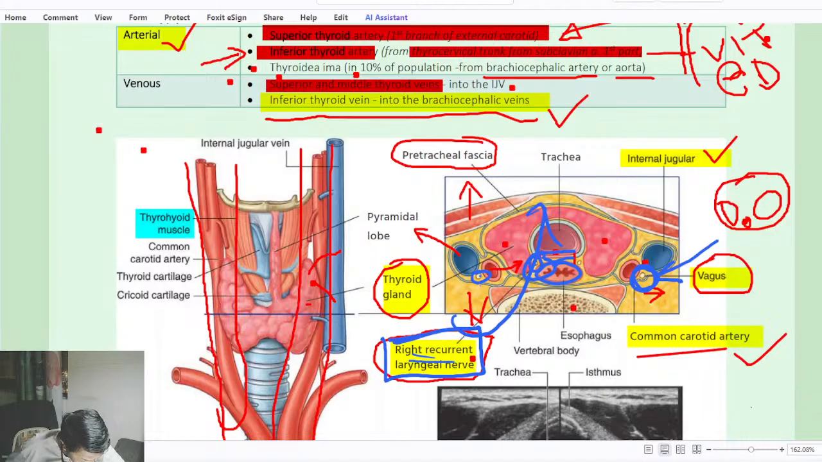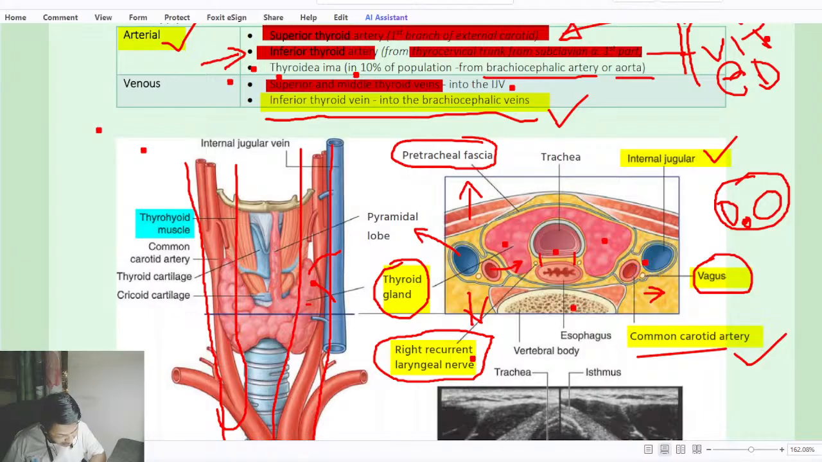But mainly they are ascending branches. They arise from down and come up. So right and left recurrent laryngeal nerves both remain in between trachea and esophagus, but the vagus remains within the carotid sheath. So the laryngeal nerves both remain between the trachea and esophagus, and the vagus is in the carotid sheath. Okay.